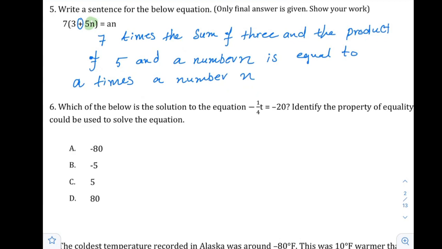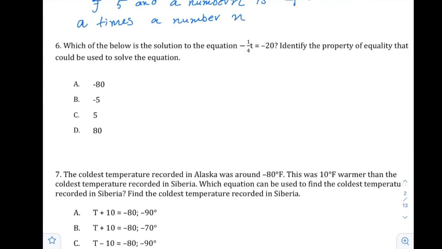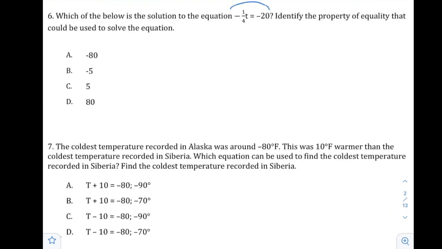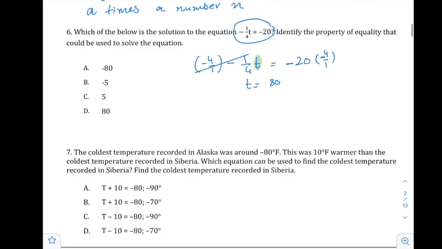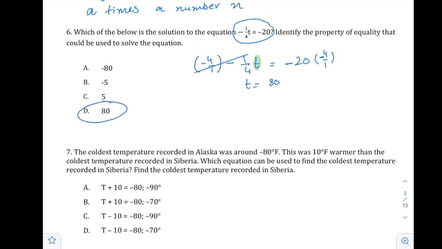Now we will move to solving. Which of the below is a solution to the equation negative 1 over 4t is equal to negative 20? We need to find t, so let's multiply by the reciprocal. Reciprocal means the inverse of the number. Exactly with the same sign to cancel this fraction, and now you can multiply negative by negative, positive. 20 times 4 is 80, and in this case the answer is D.